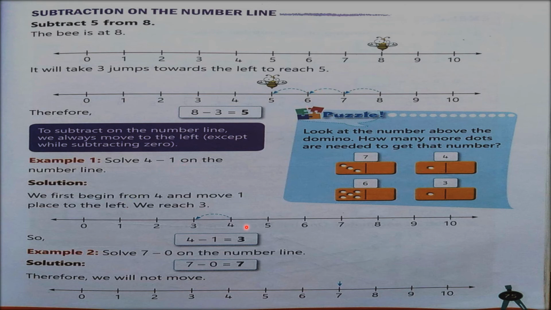Now, 4 minus 1. Keep your pencil on 4 and jump 1 step. So the answer is 3. Now, 7 minus 0 means on 7, nothing we have to subtract. So the answer remains 7. Very easy. Now, let's do it.